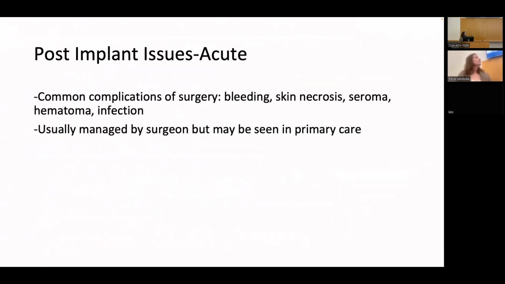So what will you see acutely once your patients have had their surgery? I have many patients who get their surgery done in another country and then come see me after because it's cheaper there. So common things after acute surgery would be bleeding, skin necrosis, seroma, hematoma, or infection. I'll show you some photos of those. And usually this is managed by the surgeon if the surgeon's around.